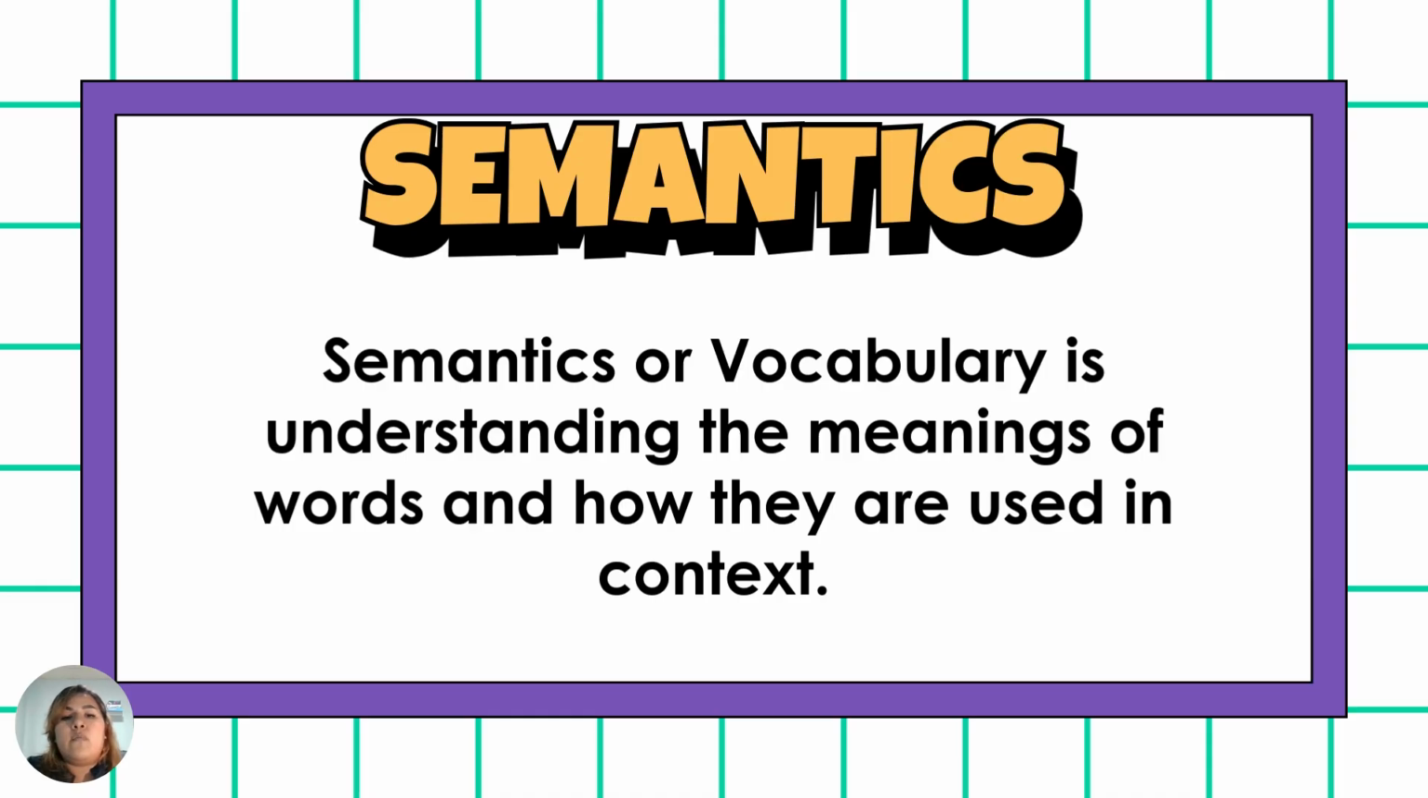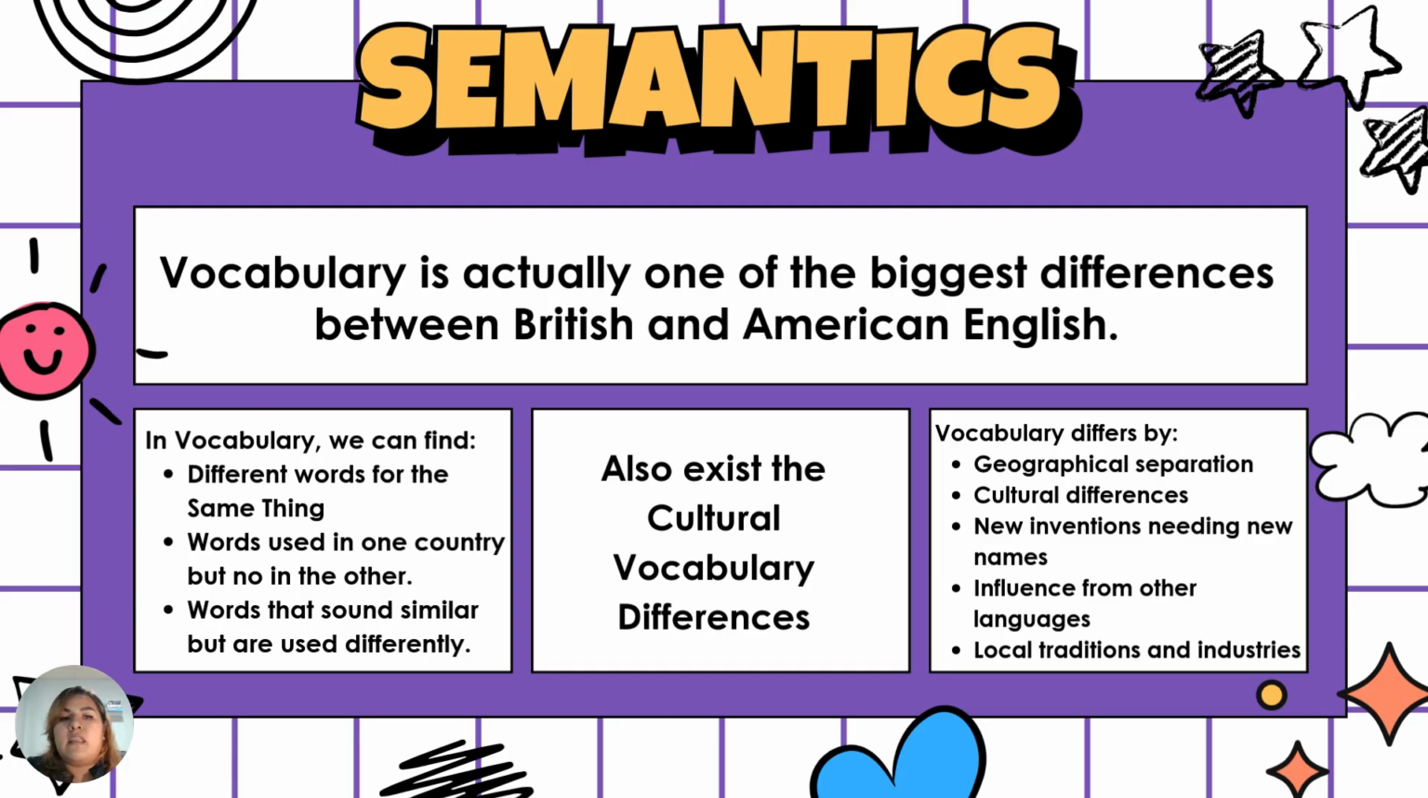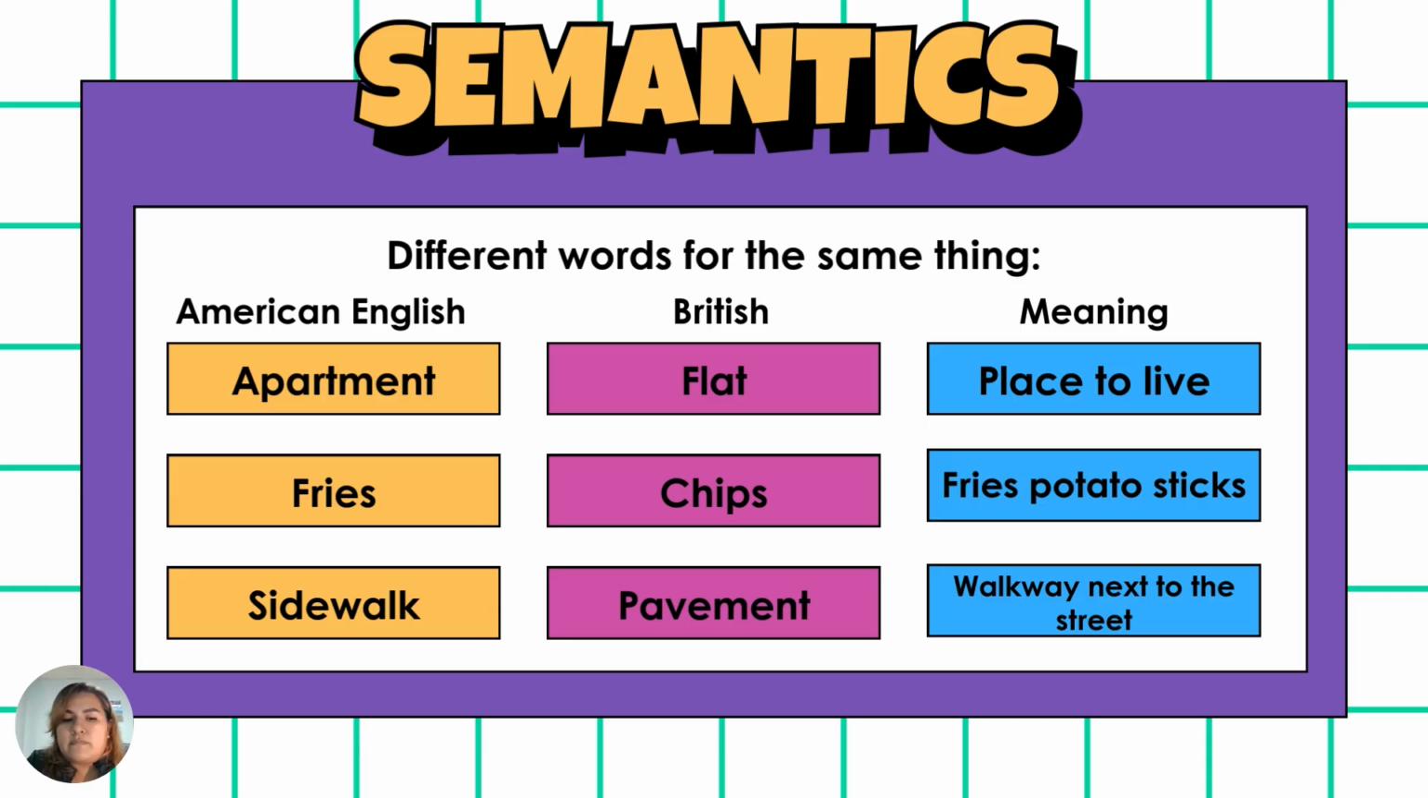In semantics, or vocabulary, we study the meaning of words and how they are used in context. Vocabulary is actually one of the biggest differences between British and American English. In vocabulary, we can find different words for the same things, words used in one country but not in the other, and words that sound similar but are used differently. There are also cultural vocabulary differences, arising from geographic separation, cultural differences, new inventions and new names, influence from other languages, local traditions, and industry.